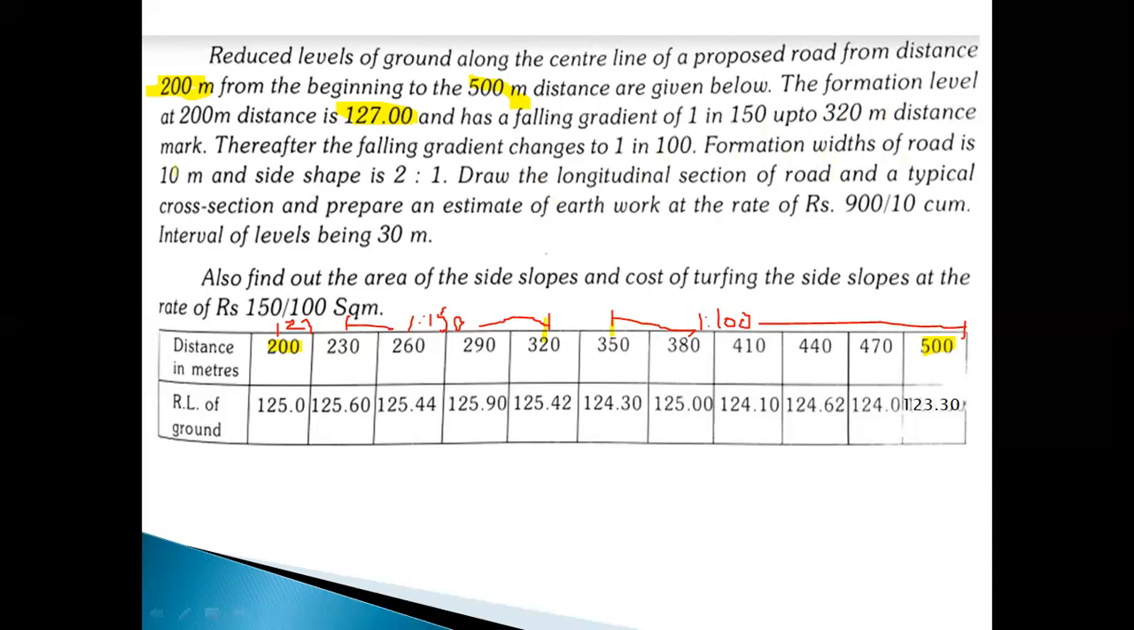Formation width of the road is 10 meters, and the side slope is 2:1. Here we draw the longitudinal section, with x-axis and y-axis, and prepare the estimation of the earthwork at the rate of 900 per 10 cubic meters, in cubic meters in central portions. I also find out the area of the side slopes and the cost of turfing at 150 rupees per 100 square meters.